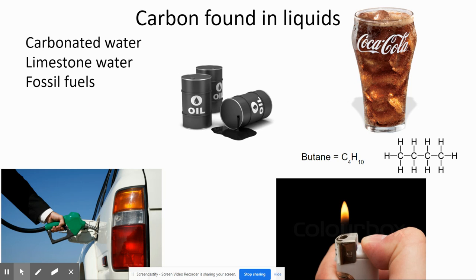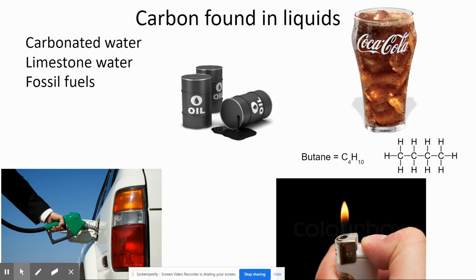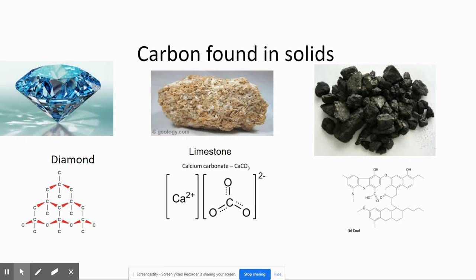And also fossil fuels. So for example, this is butane. It has carbon and hydrogen in it, right? And butane is C4H10, as if you have a lighter, that's what you're burning. But also oil is liquid, and also the gasoline you put in your car is liquid. So carbon can be found in gas, and this is liquids.